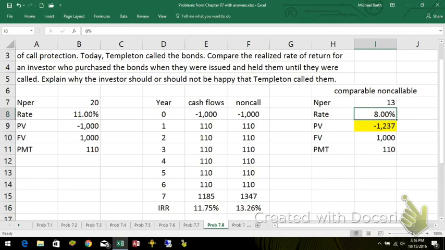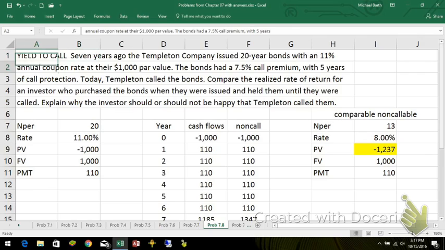If interest rates had gone up from 11%, let's say they went up to 13%, the company isn't going to call bonds and pay $1,075 for them when they're selling in the open market for $878. The only time that the company is going to call those bonds is when interest rates go down. If interest rates go down, the price of the bonds goes up, except that there's a limit on how much it can go up because the corporation has the option of buying it back for $1,075.